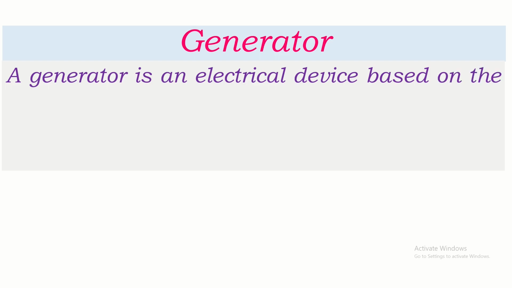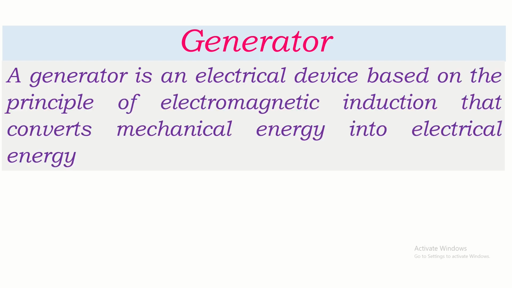A generator is an electrical device based on the principle of electromagnetic induction that converts mechanical energy into electrical energy. Here two points are involved. Number one, it is based on the principle of electromagnetic induction, and number two, it converts mechanical energy into electrical energy. Now how is an AC generator made?